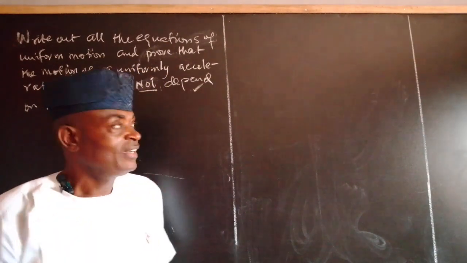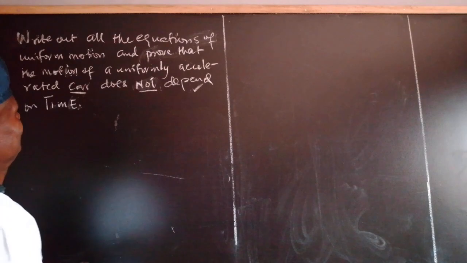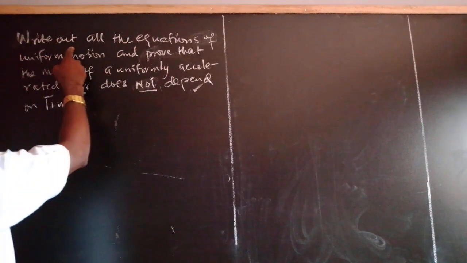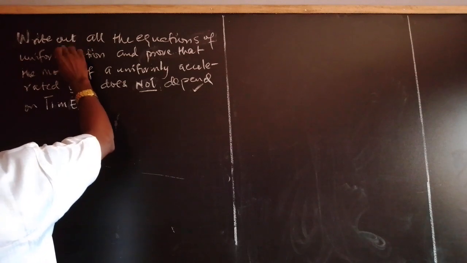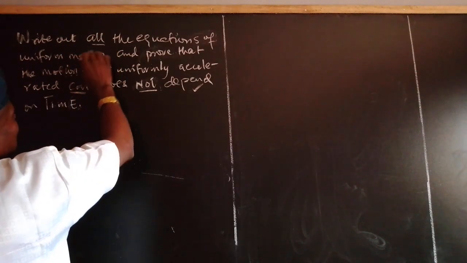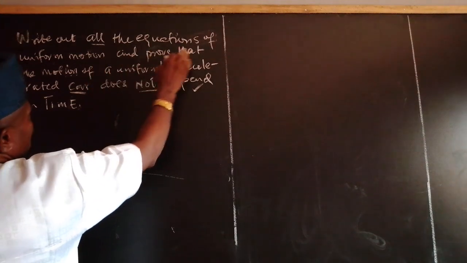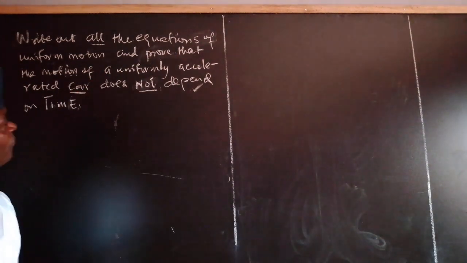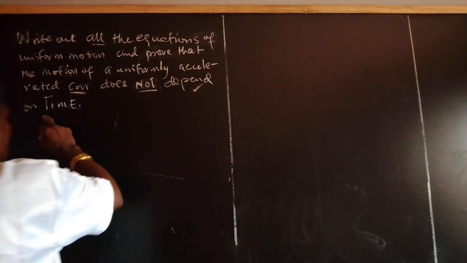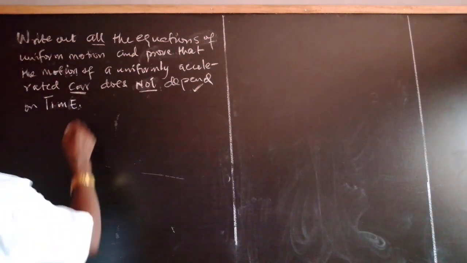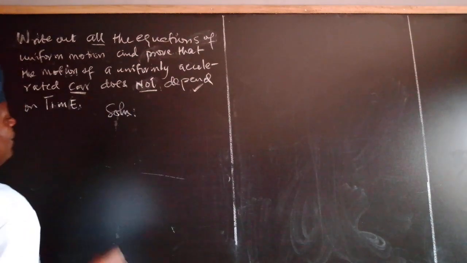All right. Another equation that is given to us is here. They ask us to write out all the equations of uniform motion and prove that the motion of a uniformly accelerated car does not depend on time. All right. So the solution we are to just write out.